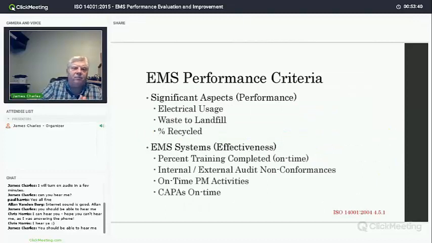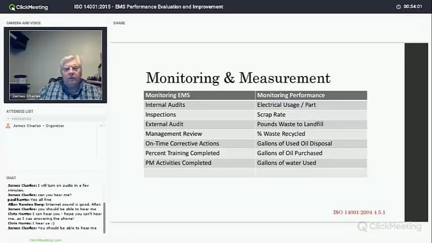So again, just some examples of performance criteria versus effectiveness criteria. The standard says we're going to do both, performance measuring and effectiveness measuring. And we should see ample information that's being completed. And I think this says the same thing. So examples of performance, examples of effectiveness.